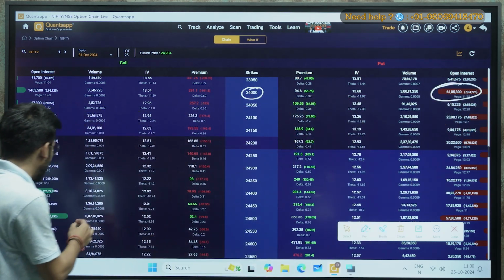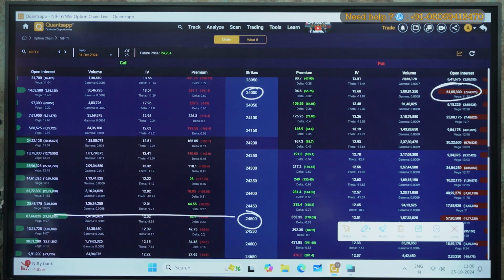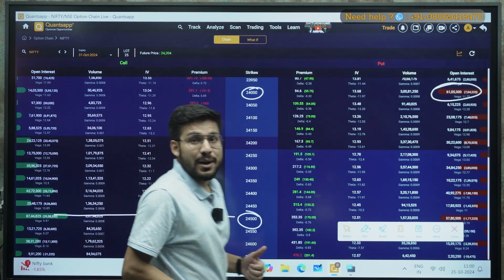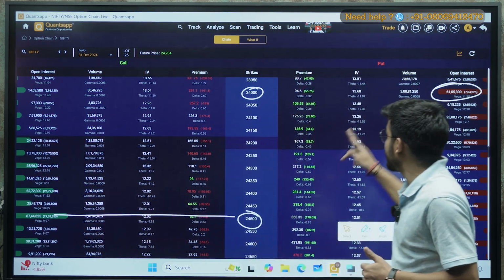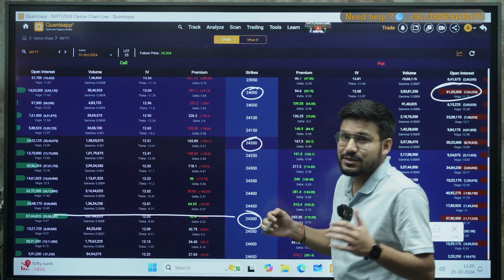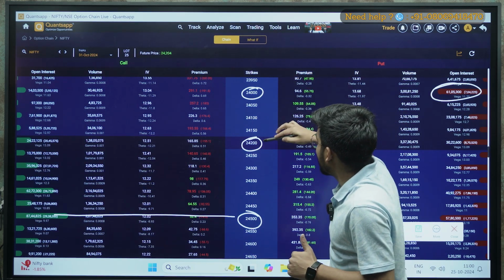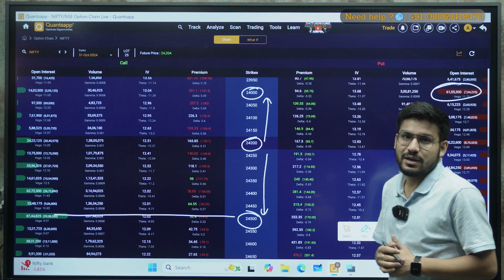And similarly, if I go to the call side, 24,500 will be my major resistance. Why? Because the maximum number of sellers on the call side and on the put side are sitting there, right? So I can see from 24,400, that is my current market price, my market can go till this level and my market can go till this level, right?